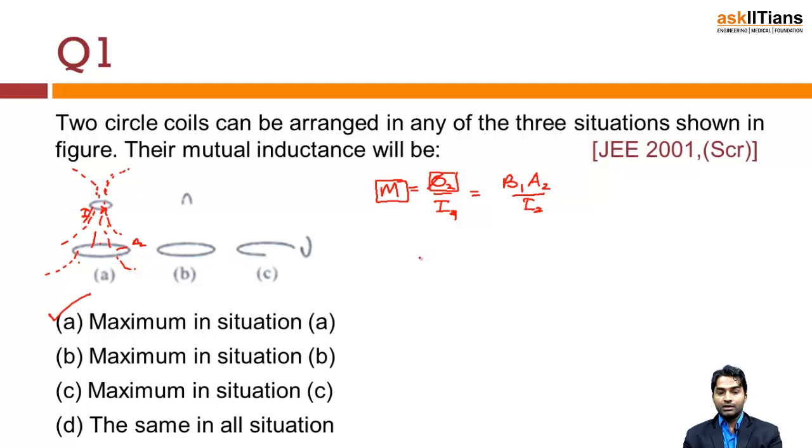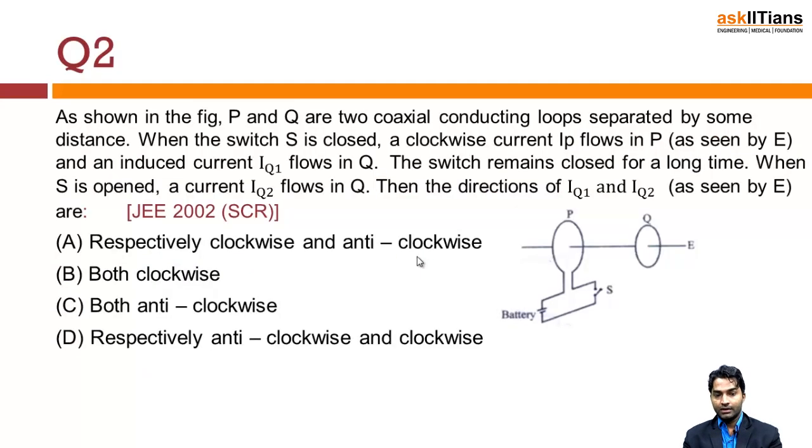Now question 2. As shown in the figure, P and Q are two coaxial conducting loops separated by some distance. When the switch S is closed, a clockwise current IP flows in P as shown in the figure, and an induced current IQ flows in Q.